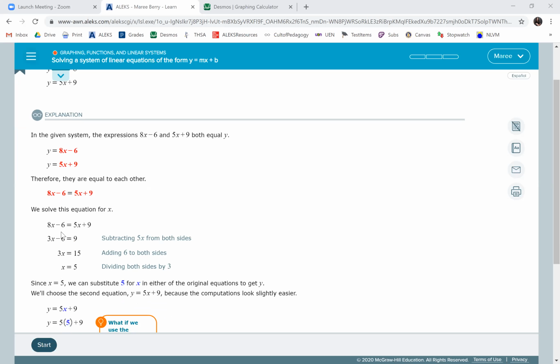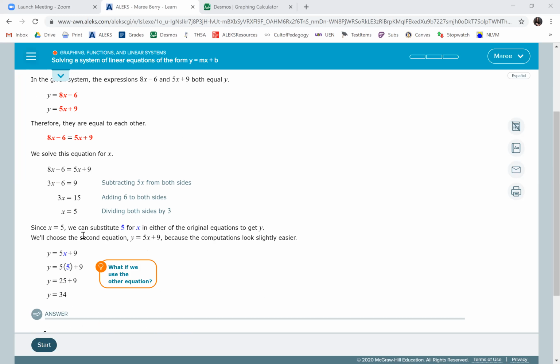Then we solve by subtracting the term 5x from both sides. Then we're going to add 6, and then we'll divide by 3. Once we find x, we have to then plug in x and solve for y.